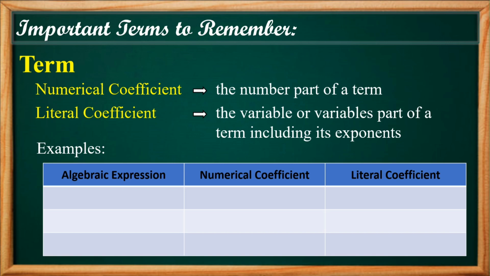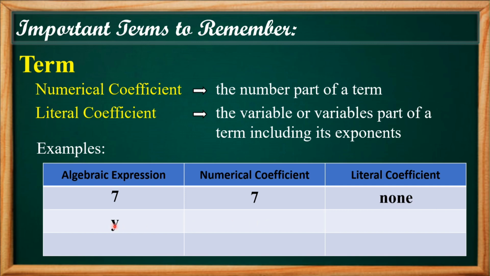We have here the algebraic expression, which is 7. Then, the numerical coefficient. The numerical coefficient is 7. Okay? Then, the literal coefficient is none. Bakit? Wala siyang variable. Okay. Next, we have here the algebraic expression which is y. Okay, y. Next, what is the numerical coefficient?